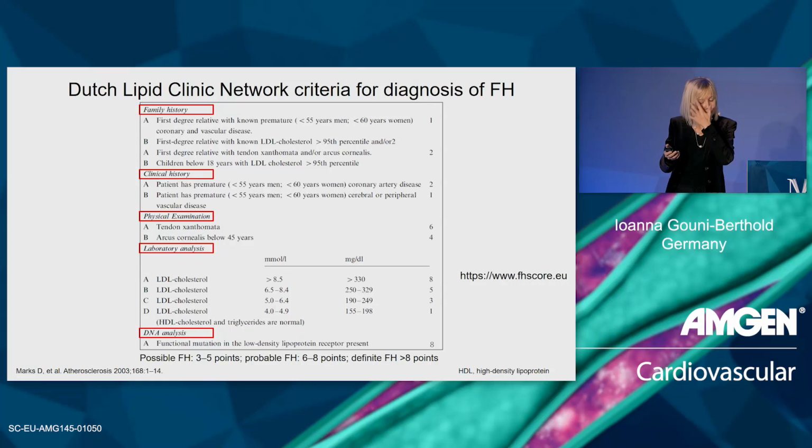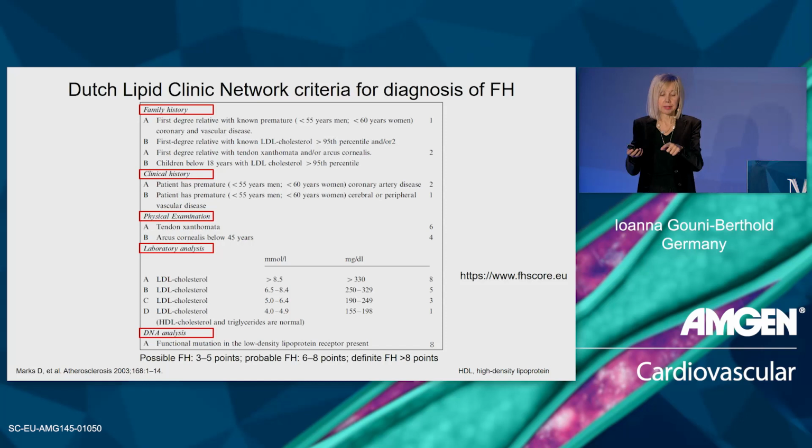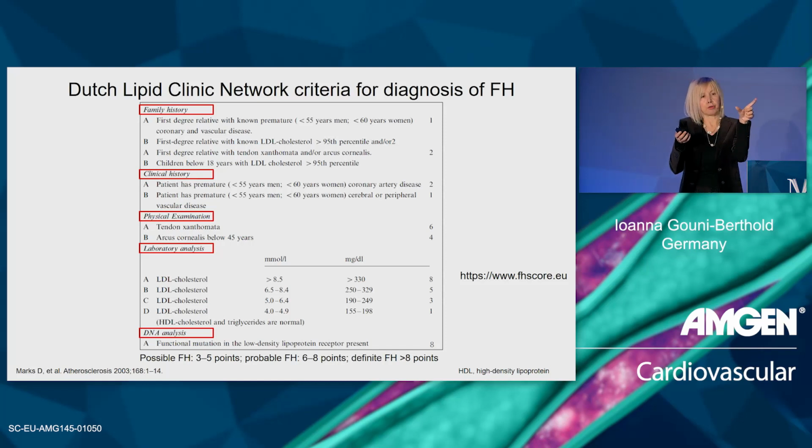The second diagnostic tool that we have, and much more widely used, I think, is the Dutch Lipid Clinic Network criteria. This is very nice because I have it saved in my computer, and all my assistants also, as this FH score. So every risk factor for FH has a number, and then if you add up more than 8 points, you have FH. But if you have 6 to 8 points, you have probable FH.